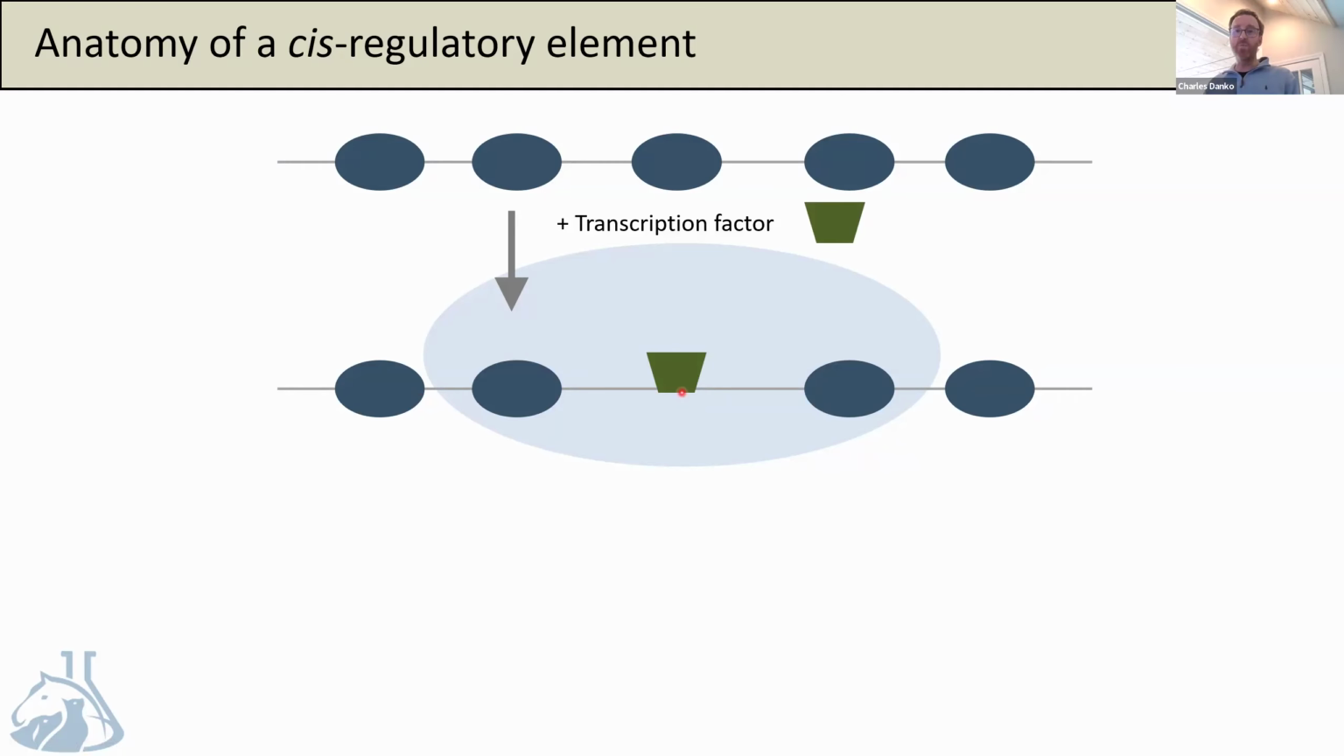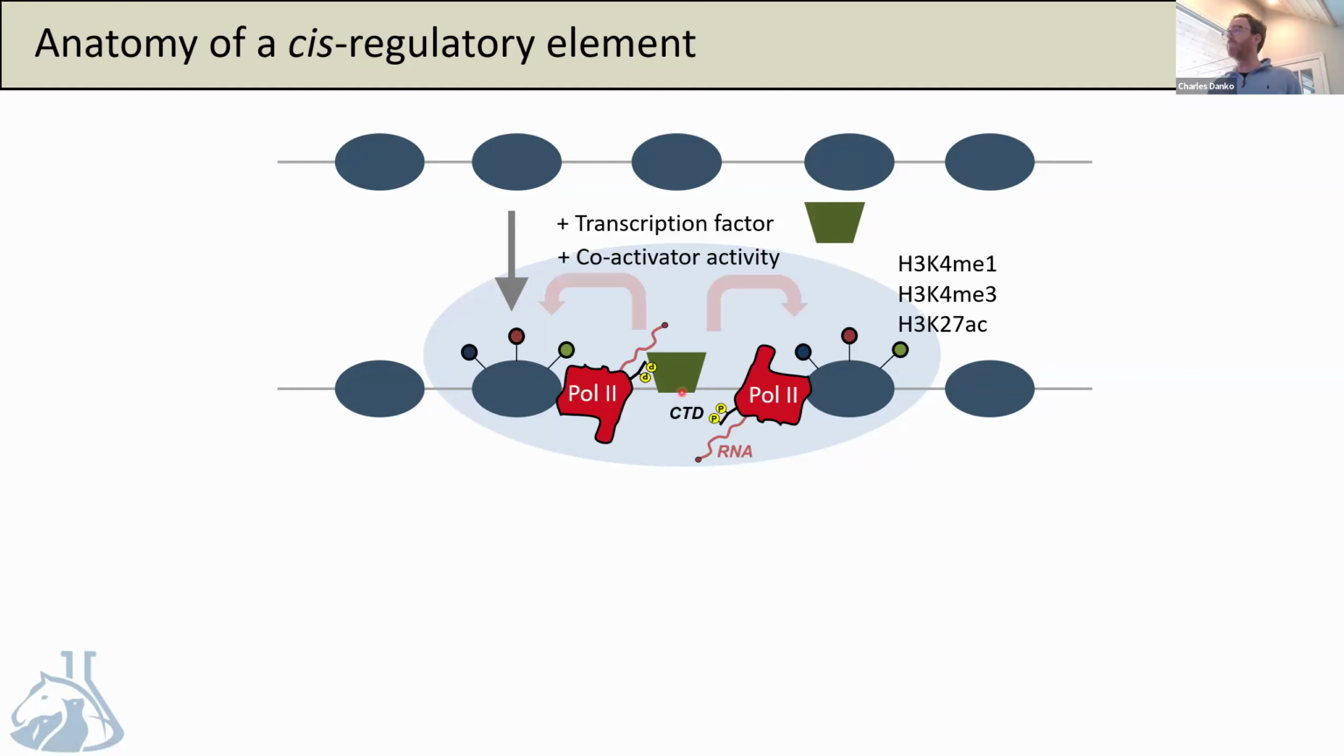When it's bound, it recruits a variety of different coactivators that have a large impact on the surrounding chromatin environment. And they have a variety of tasks, including decorating core histones surrounding the transcription factor with post-translational modifications, as well as recruiting the RNA polymerase II complex and initiating transcription.